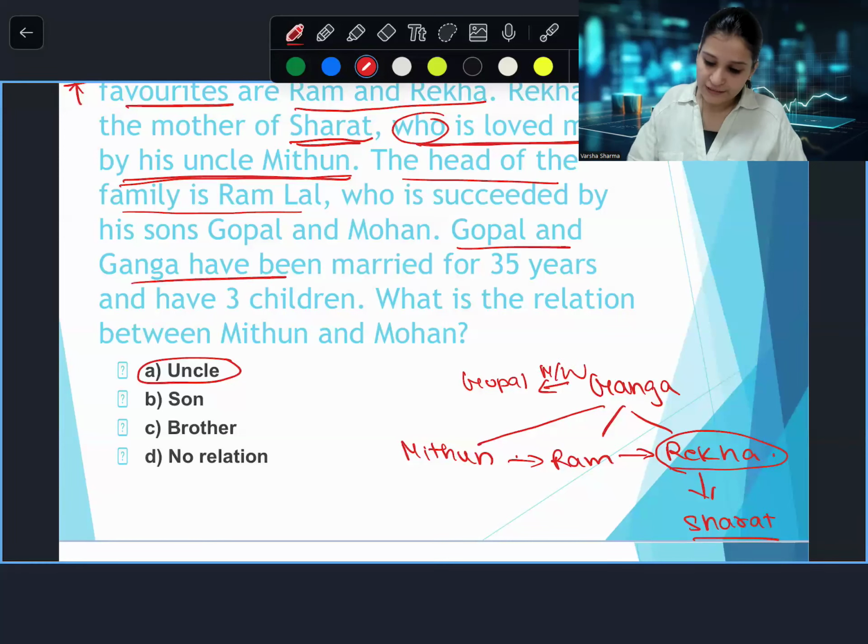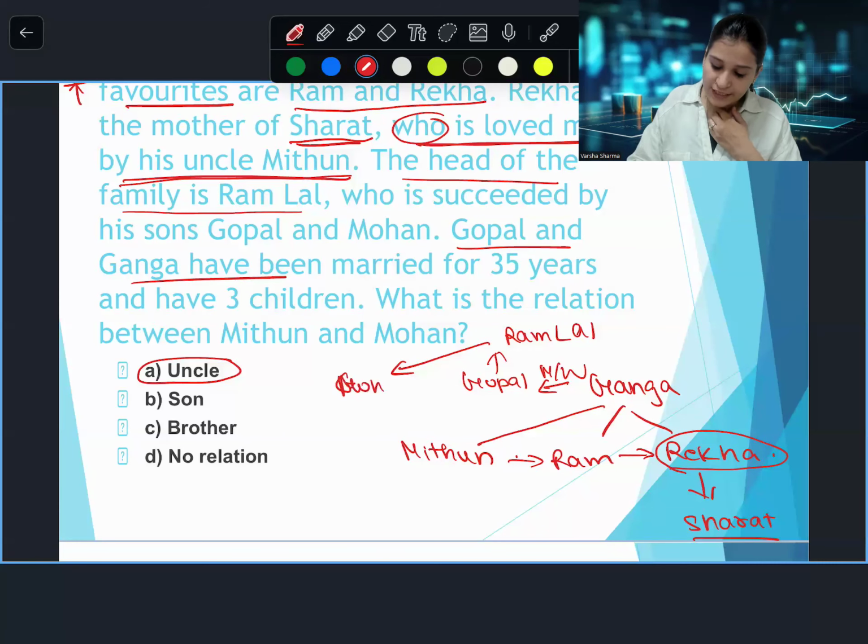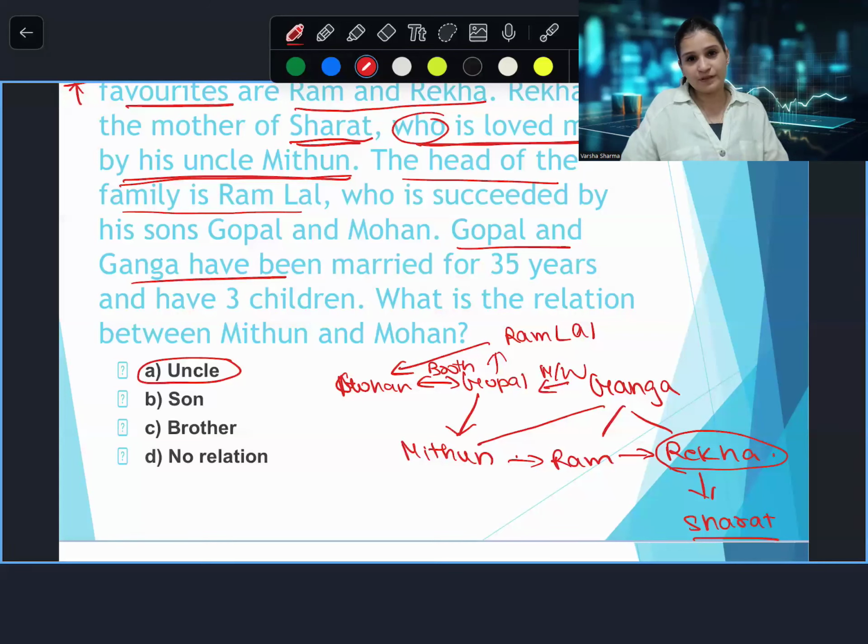It's written here. They have 3 children, we already know. Gopal's father is Ramlal, and he has 2 sons, Gopal and Mohan. That means Mohan and Gopal are brothers. Gopal is the father of Mithun. And Mohan is the brother of Gopal. So Mithun's father's generation, any other male will be uncle.